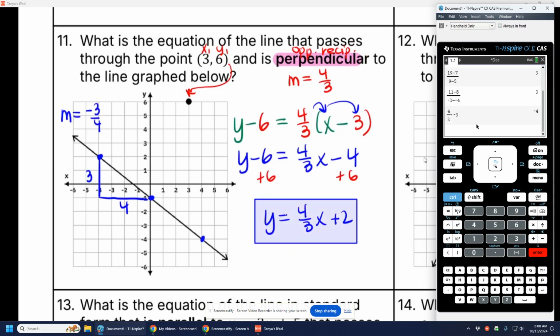And the good thing about having a picture is you could actually graph it and test to see if it's true. So plus 2 means it goes through here. And then if it has a slope of 4/3, 1, 2, 3, 4 up, 1, 2, 3 across. So see how it's touching that point it needed to? And then you can work backwards. So down 4, left 3. It's kind of hard to see because of all my sketching, but yes, those are perpendicular.